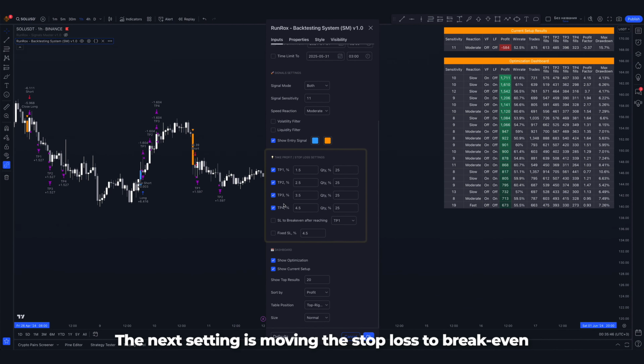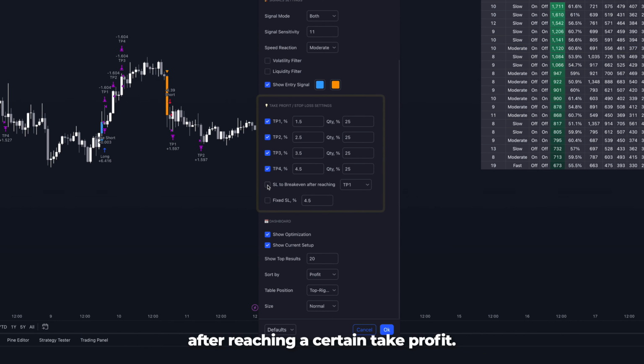The next setting is moving the stop loss to break even after reaching a certain take profit. Let me explain in more detail. This setting works as follows. If you have set take profits and you check the box SL to break even after reaching, say, TP1, then when the price reaches your TP1, your stop loss will be moved to your entry point, effectively making the trade risk-free by removing the potential for loss.